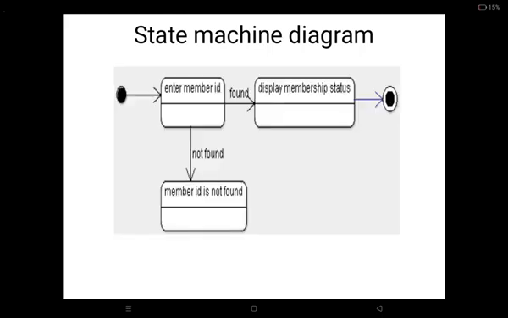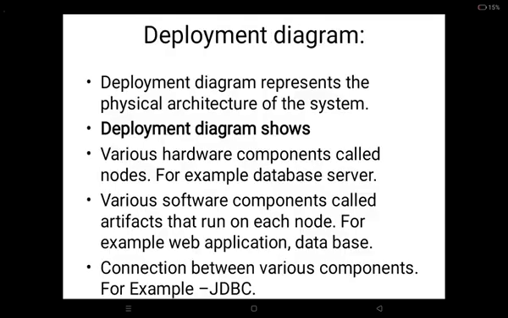Okay, next, this is also one of the examples of a state machine diagram. We will discuss later in detail what a state diagram is and when we should use a state machine diagram. Now we are seeing only the introduction to UML and the various types of UML diagrams. Then the deployment diagram.